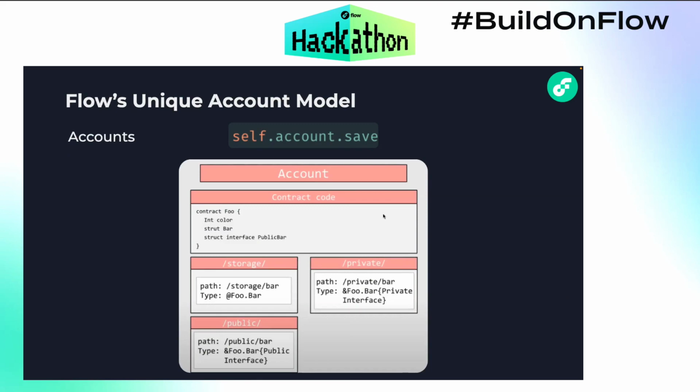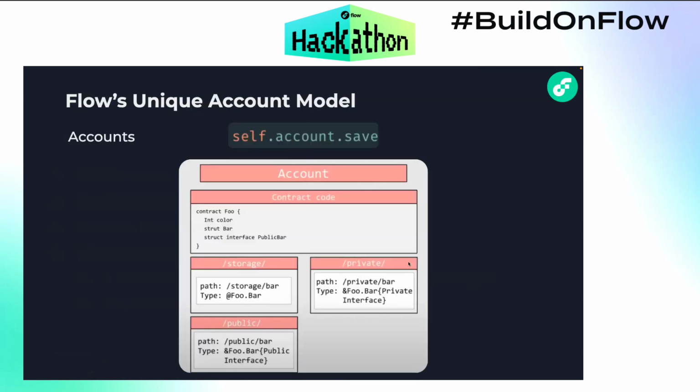The difference is that the /storage path contains everything on your computer. The /private path contains a subset of storage, things that only you can access. Think of it as a password protected folder. So only you can access the things that are in private. And then there's a public path, which is another subset of storage, which has things that are accessible to everybody. So that's a public folder, anybody can access it. So each account on Flow has these storage paths. Private and public are the most important.